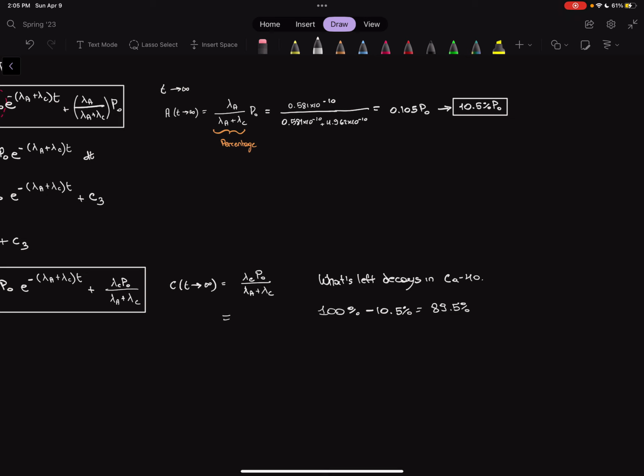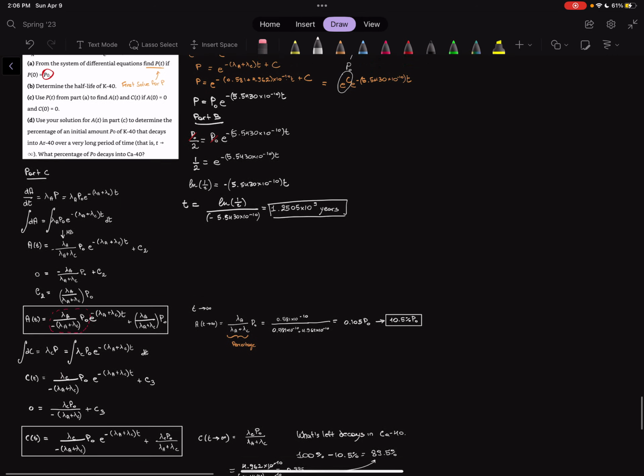LC is going to be 4.962 times 10 to the negative 10 divided by 0.581, and I'm going to group them, plus 4.962 times 10 to the negative 10, so these can cancel out. And what do we get? We get 0.895, which is indeed that one. So I hope you enjoyed this one, and I'll see you next time.